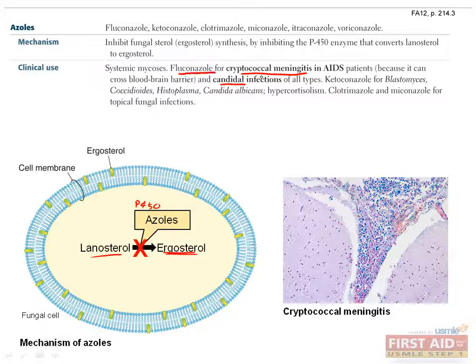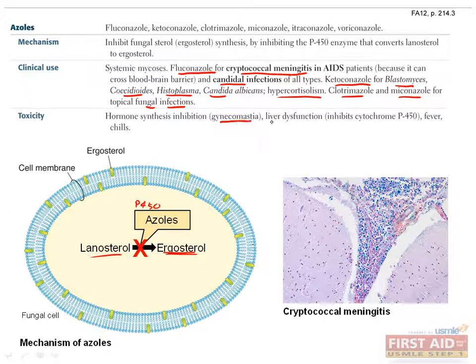Fluconazole is the drug of choice for cryptococcal meningitis. Ketoconazole is used against Blastomyces, Coccidioides, Histoplasma, Candida, as well as the treatment of hypercortisolism. Clotrimazole and miconazole are used for topical fungal infections.